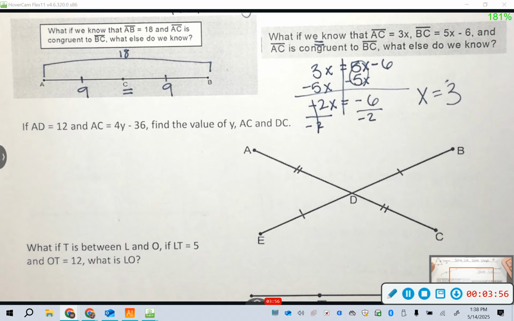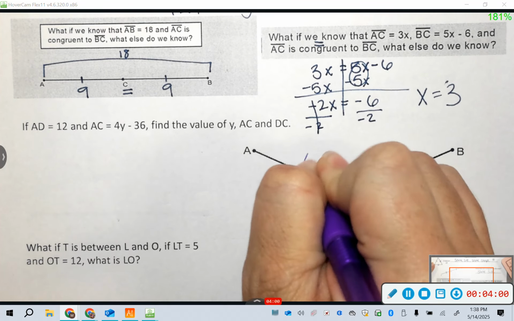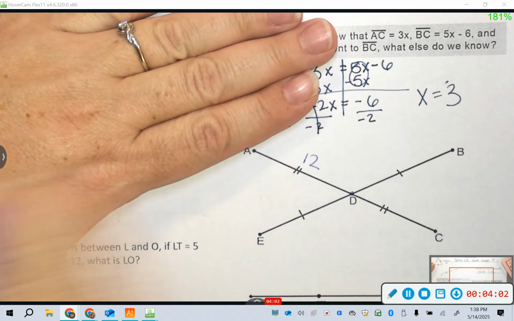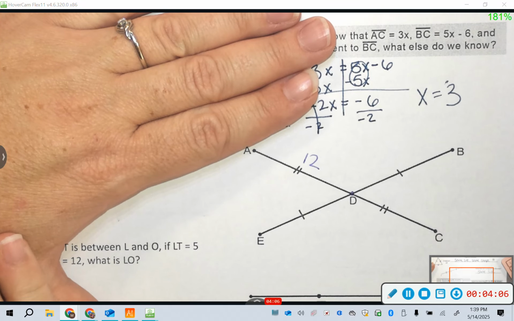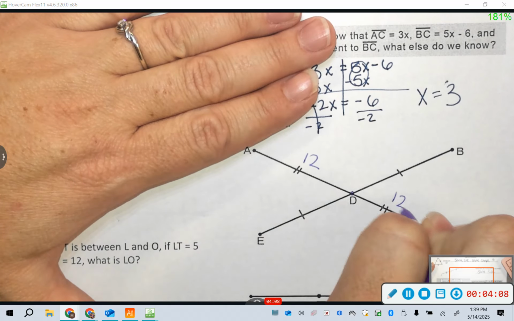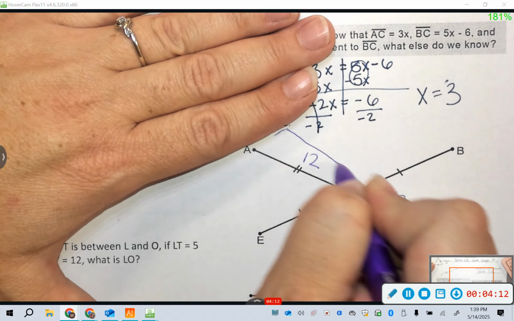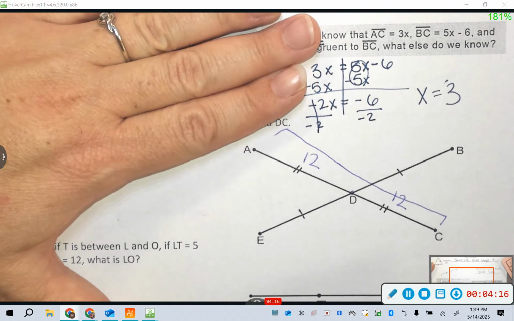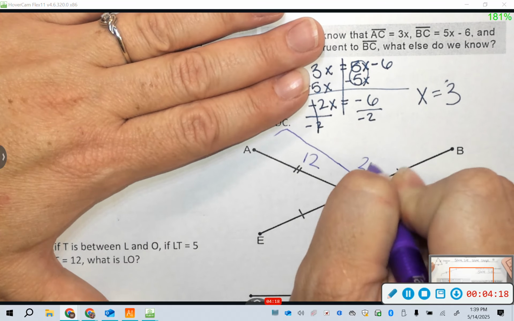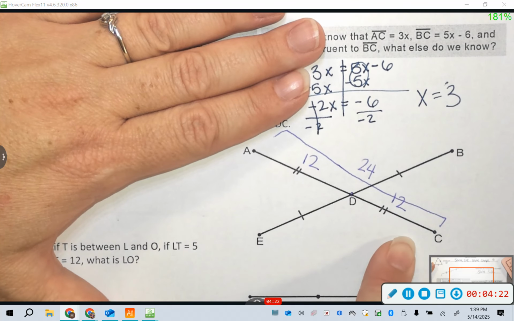Okay, so this says AD equals 12. So from A to D is 12. And before we even keep reading, knowing that AD is 12, what else do we know? That DC is 12. What else do we know? No, I said without looking at any of that. AC is 24. How do I know that? Because you added both sides. Yeah, because 12 plus 12 is 24.